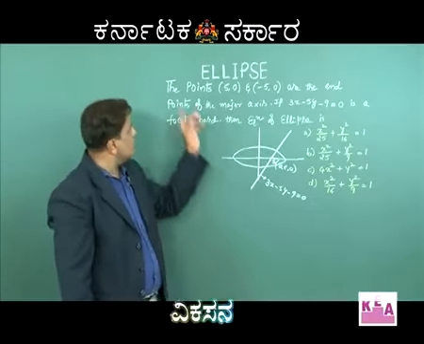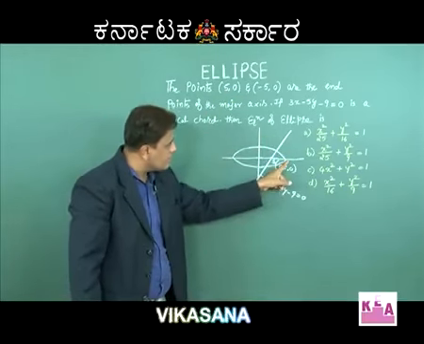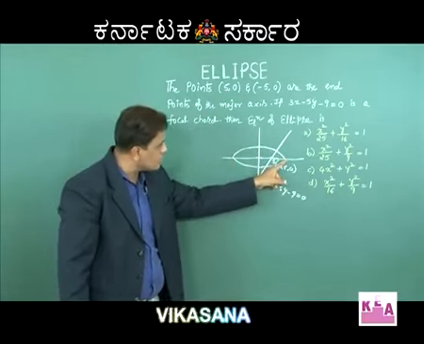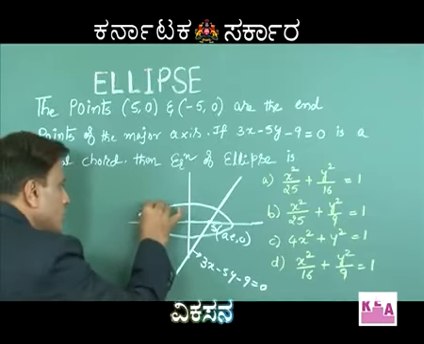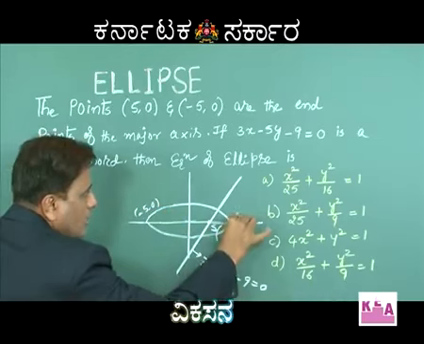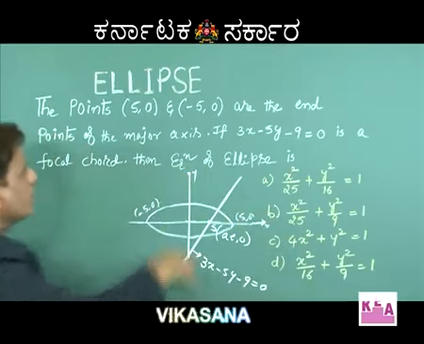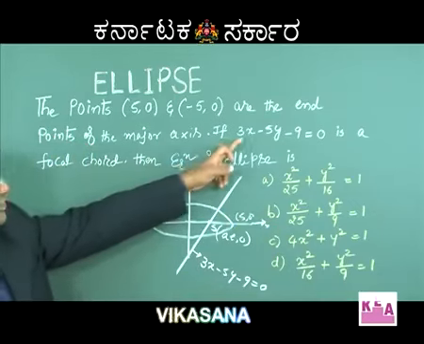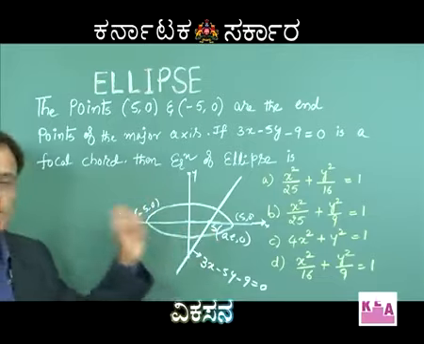Once again, try to understand. This is called the major axis, these are called the ends of the major axis, 5, 0 and minus 5, 0. I will just note down minus 5, 0 and 5, 0. If this line is a focal chord, then we have to find the equation of the ellipse.